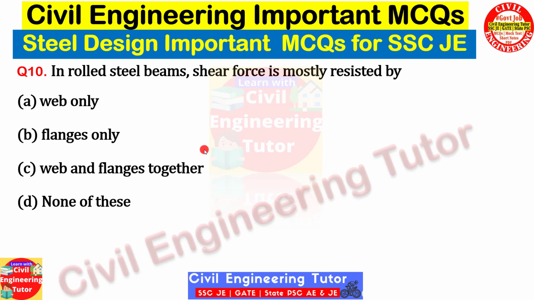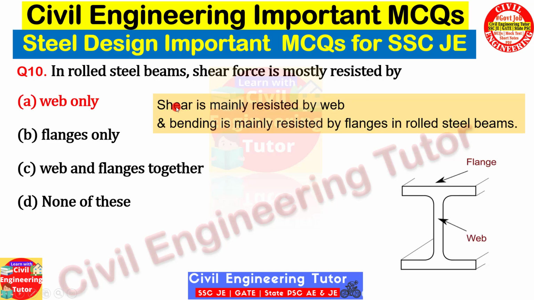In rolled steel beams, shear force is mostly resisted by. So we know that in any rolled steel beam there are two specific parts, one is called web and another is flange. So here shear force is mainly resisted by which portion? So here is the explanation, that shear is mainly resisted by web and bending is mainly resisted by flanges. So here you can see this is the flange portion and this is the web portion. So the web portion generally resists shear and the flange portion resists bending.